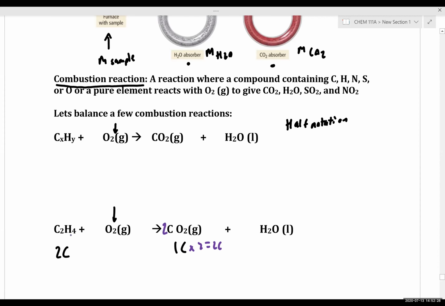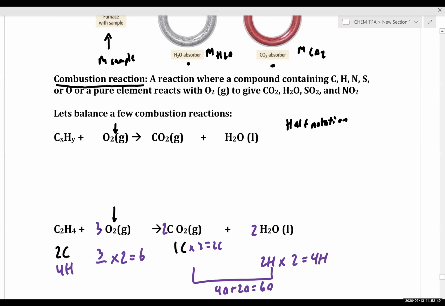Okay. We have 4 hydrogens on the left. We have 2 hydrogens on the right. 2 times 2 would give us 4 hydrogens. Adding up, we have a total of 4 oxygens plus 2 oxygens, and that gives us 6 oxygens. What times 2 would give us 6? We need a coefficient of 3.